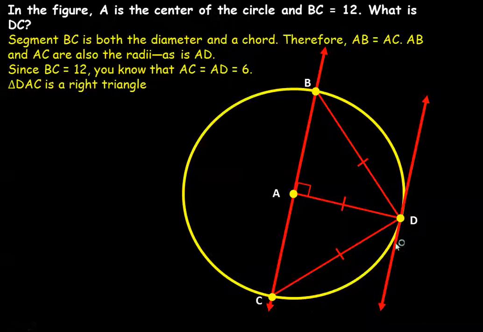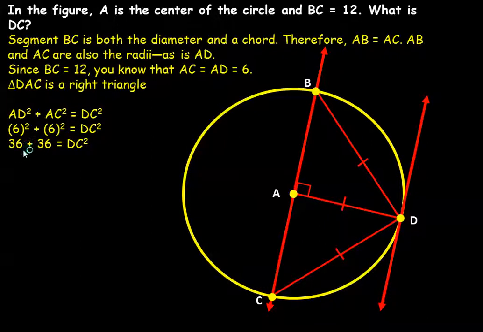Now triangle DAC is a right triangle, and we know that because of this little box right here. So we're going to get to use the Pythagorean theorem to figure out what DC equals. We know that AD is 6, and we know AC is 6. So 6 squared plus 6 squared is going to equal DC squared. And I think we probably need to ignore these congruent marks right here because I don't believe those are supposed to be there.